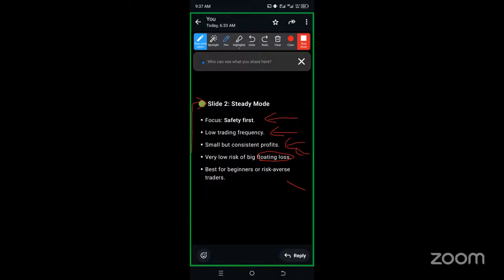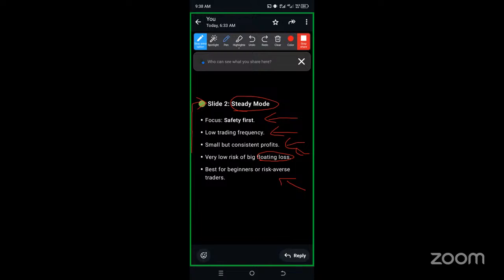And steady mode also is best for beginners or risk averse traders. These are the ones who are saying, I have a small amount, all my money, I want it secure. I don't want to be in high risk. So you can use steady mode when you are automating your bot by default.